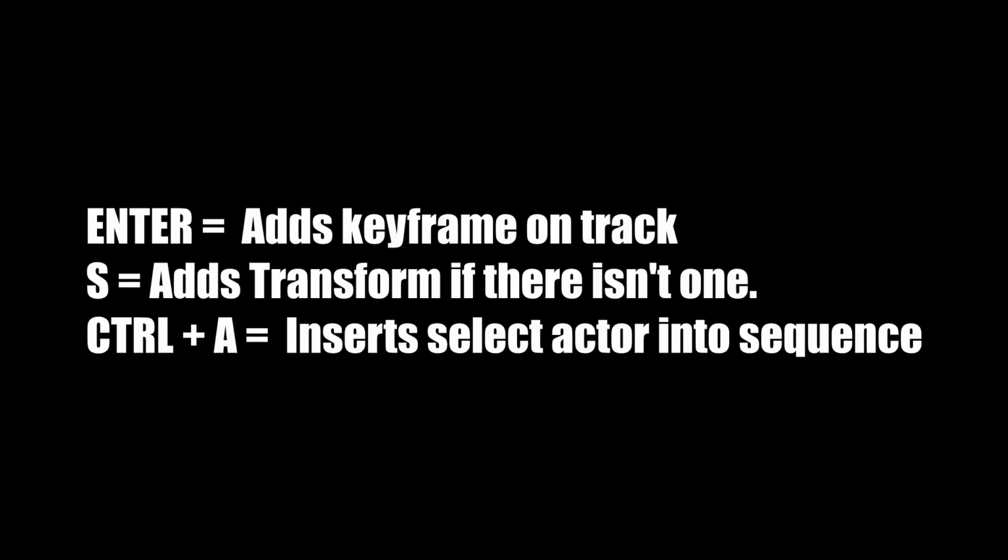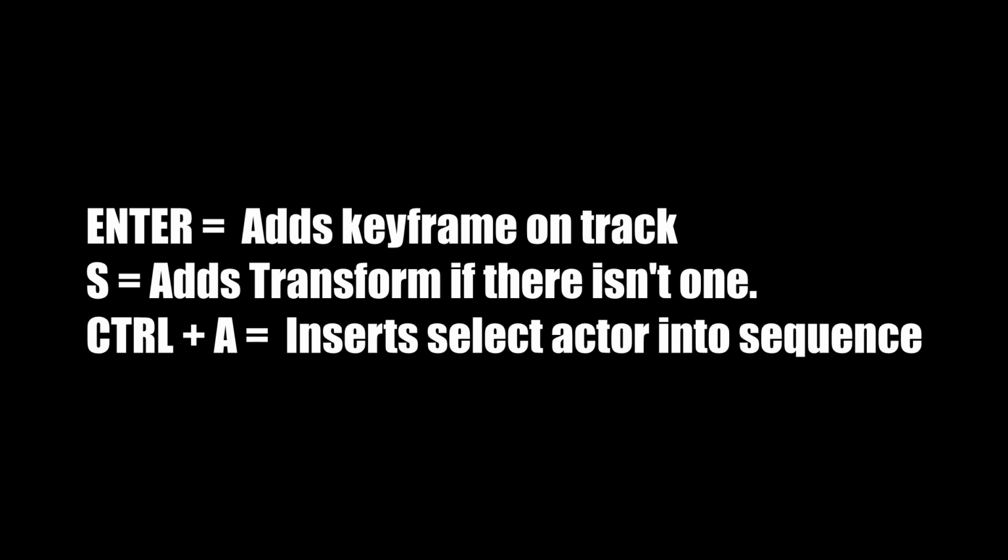Before we dive into the sequencer, I just wanted to go over a couple of shortcut keys that I'm going to be using. Enter adds a keyframe on each track. S adds a transform track if there isn't one, and Control plus A inserts the selected actor into the sequence. There's some older stuff on the internet that shows S adds a keyframe, but it doesn't. It adds a transform track if there isn't one. Enter adds a keyframe now. So if you see that out there, that's older information.